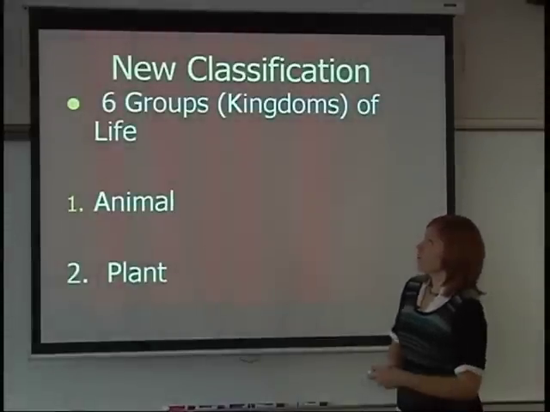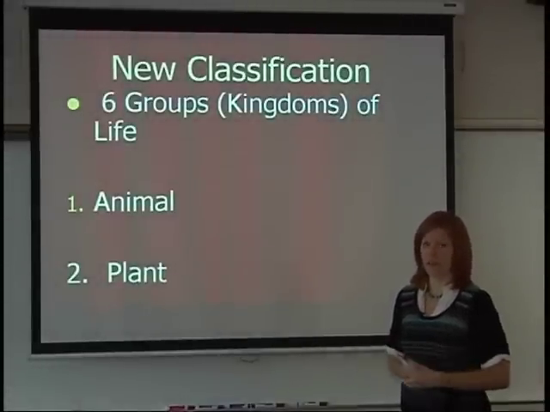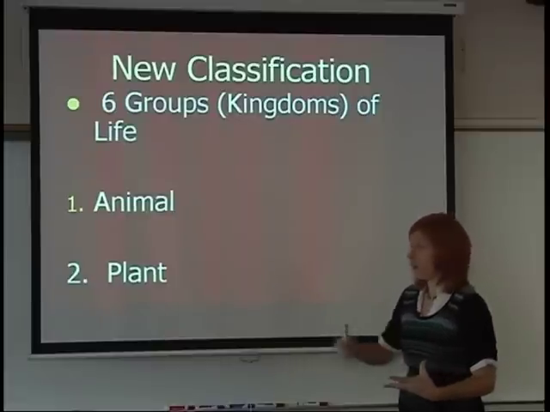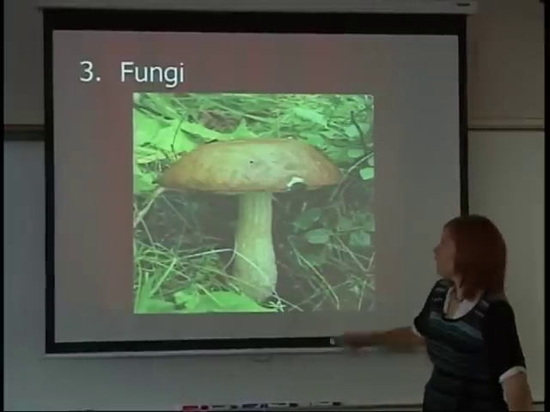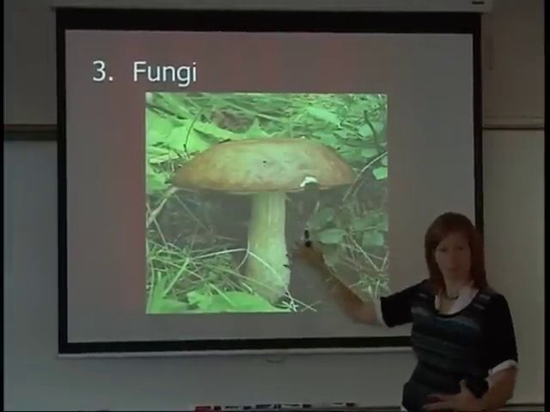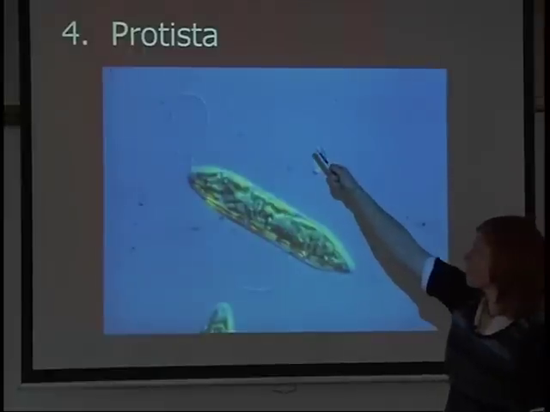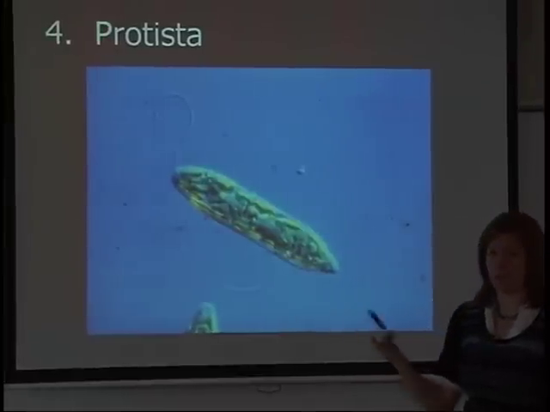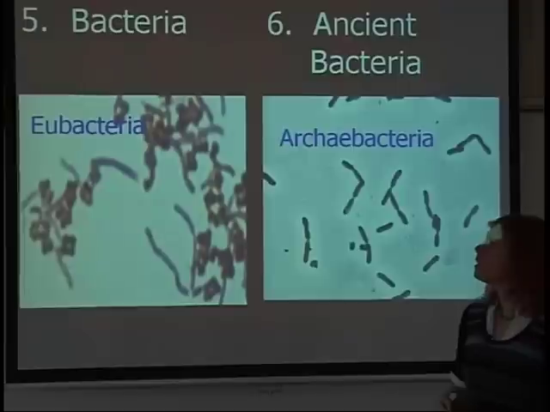So now we have the new classification, and there's 6 main groups or kingdoms that living things will be grouped into. Basically, they are an animal, a plant. We also have fungi, which are mushrooms, morel, fungus. Protista would be the next one, mostly one-celled organisms. There are exceptions, but mostly that's what we have, eukaryotic.